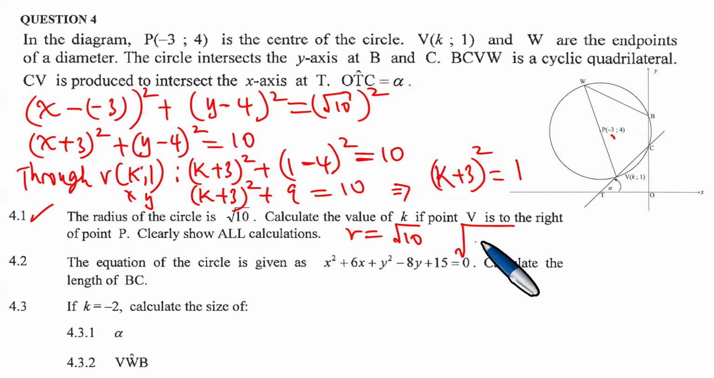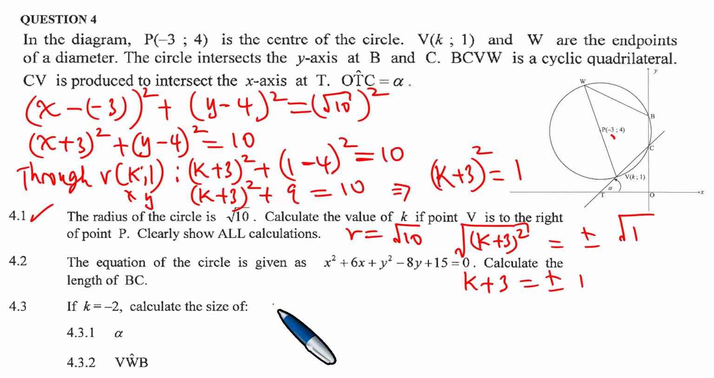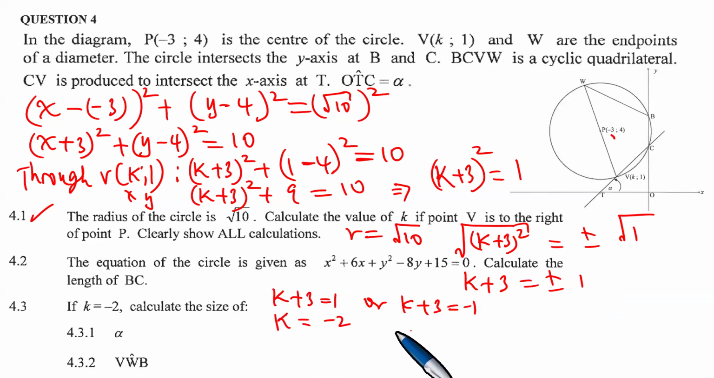We apply the square root on both sides of the equation, like so. Which means K plus 3 equals plus or minus 1. Which means K plus 3 is 1, or K plus 3 is minus 1, which means K is minus 2, or K is minus 4. So this is what we have.